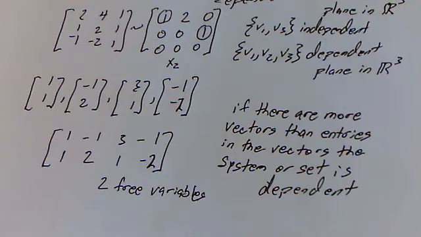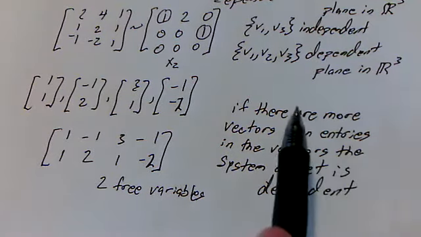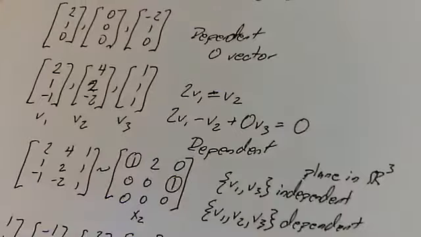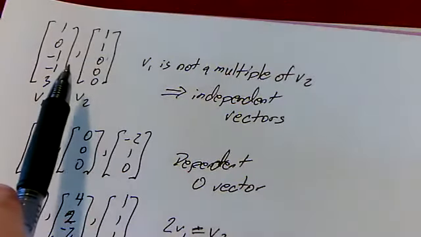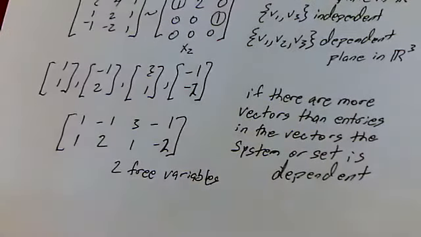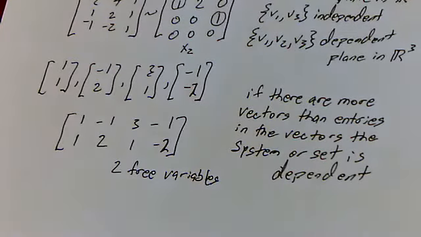Because if I have more entries than there are vectors, that's not a guarantee. Remember we had an example up at the top of the page here. This has 5 entries, but only 2 vectors. But those vectors are still independent. So that's a property that only goes one way. If there's more vectors than entries, it's dependent. But if there's more entries than vectors, that doesn't tell you anything, because you can still have 2 vectors that are multiples of each other. You can still have 2 vectors that are not multiples, and thus they would be independent.